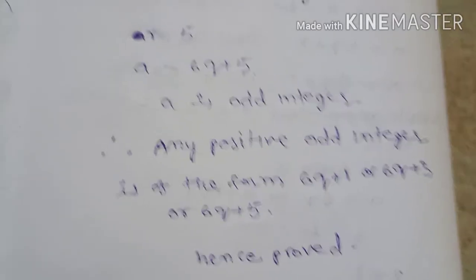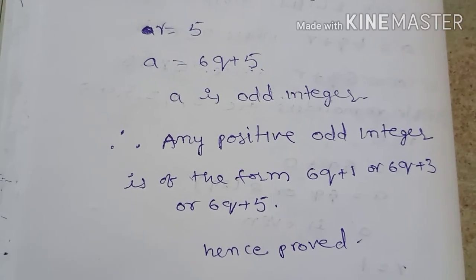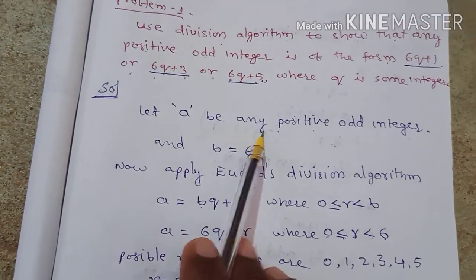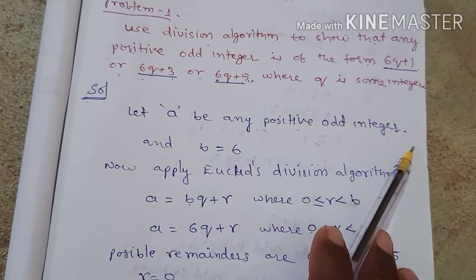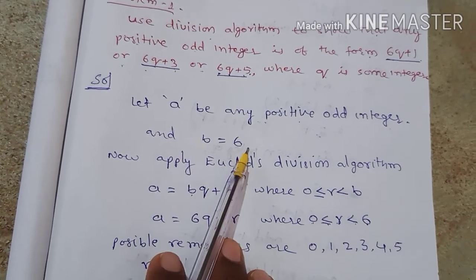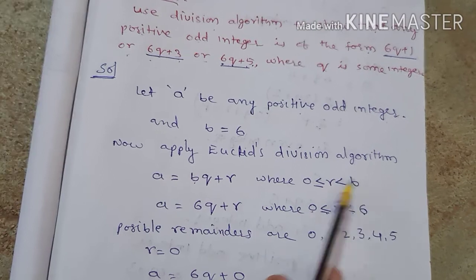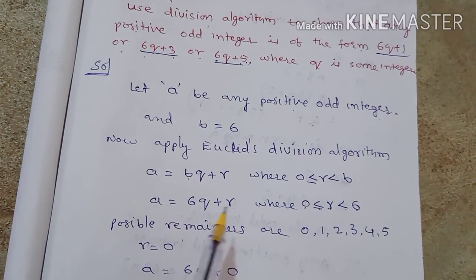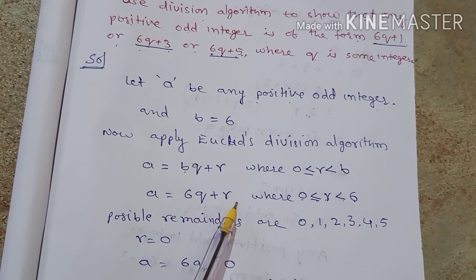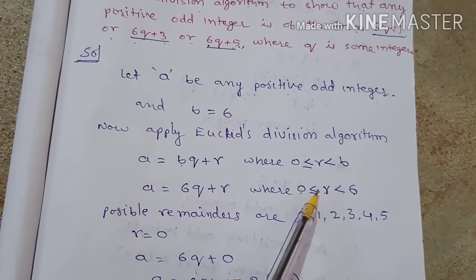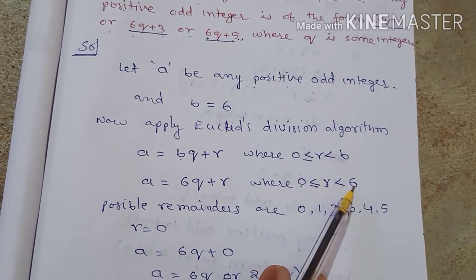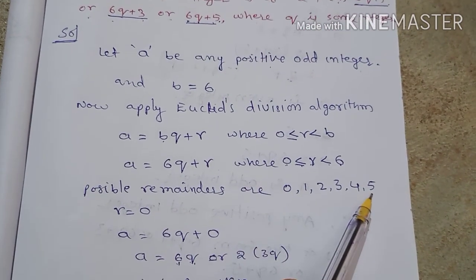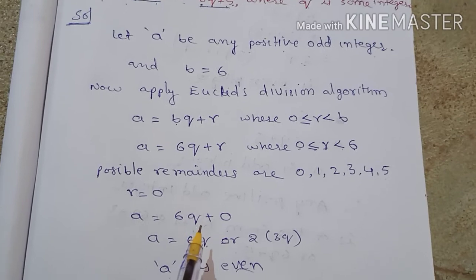Once again I am explaining. Listen carefully and note down in your notebook. Let a be any positive odd integer and b is equal to 6. Now apply Euclid's algorithm, or Euclid's division lemma. We will get a is equal to 6q plus r, where 0 is less than or equal to r, which is less than 6. The possible remainders are 0 to 5. And substitute all the values.